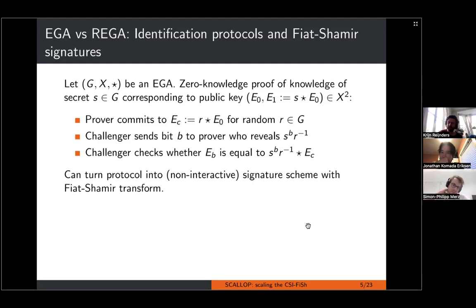Now, this is nice because it allows us to turn this scheme into a signature just by replacing the challenge by a hash of a message. So this is the Fiat-Shamir transform in short. And so that way we have a very simple, efficient signature scheme.